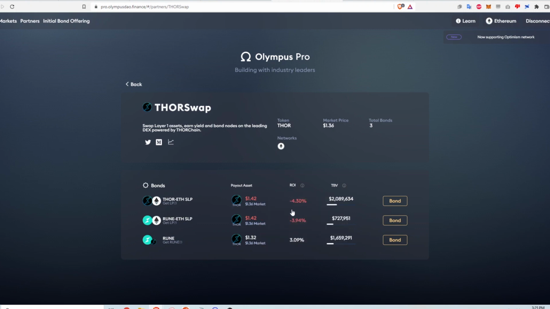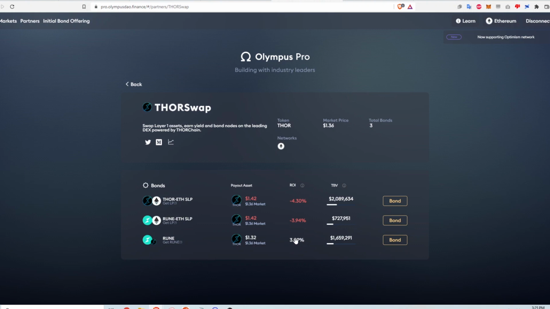These ROIs here are the discounts that I get on the market price of the Thor token if I bond these assets. So when I say bond, I just mean give these assets to ThorSwap in return for discounted Thor. Now, if there's a negative percentage here, that means there's a lot of demand for this bond, and I'm actually losing money on the discount. It's not actually a discount, it's a premium. If it's positive, then it's a discount.